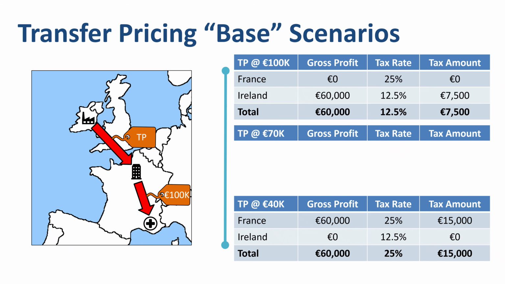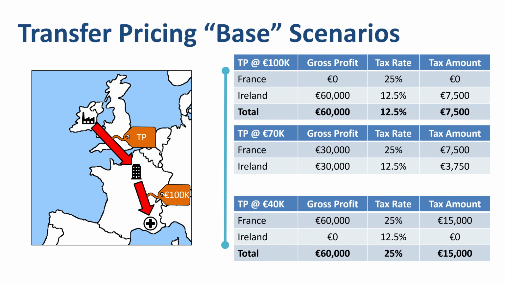How about we put a third scenario halfway? At the transfer price of 70,000 euros, there is 30,000 euros of gross profit in France, taxed at 25%, and 30,000 euros of gross profit in Ireland, taxed at 12.5%. In total, the tax charge for the MNE is 11,250 euros, and the average tax rate is 18.75%.